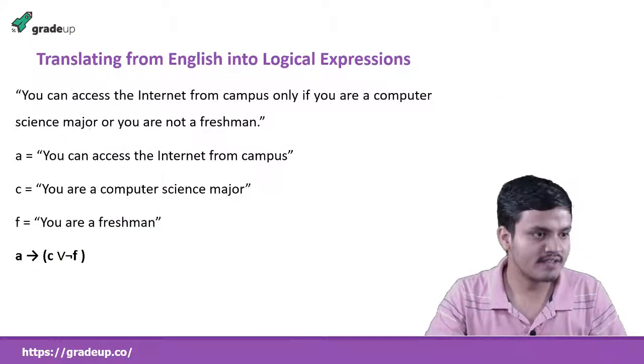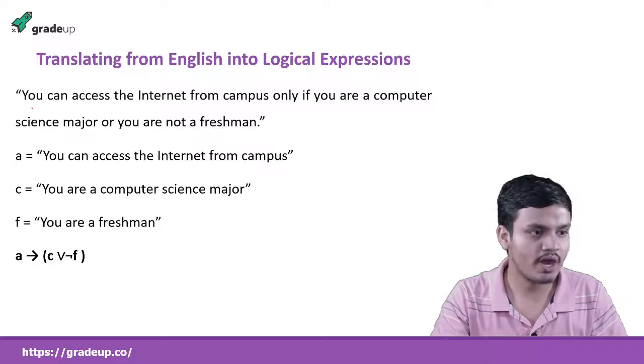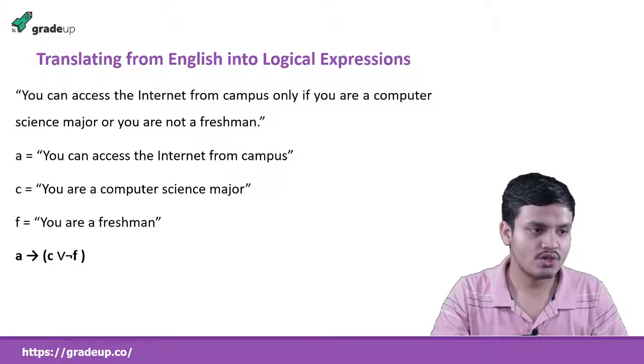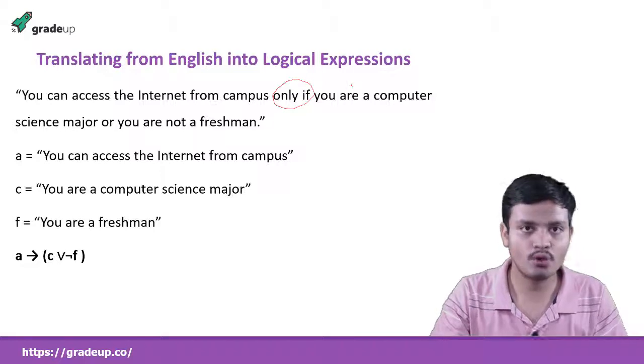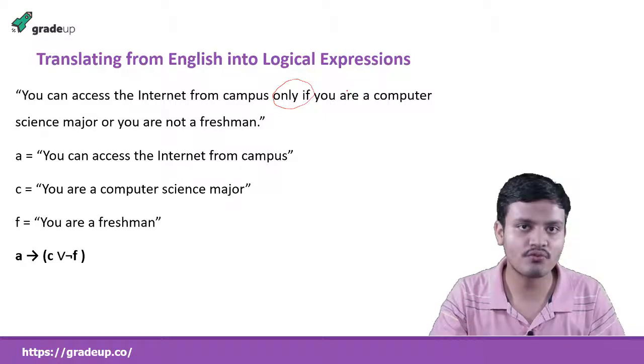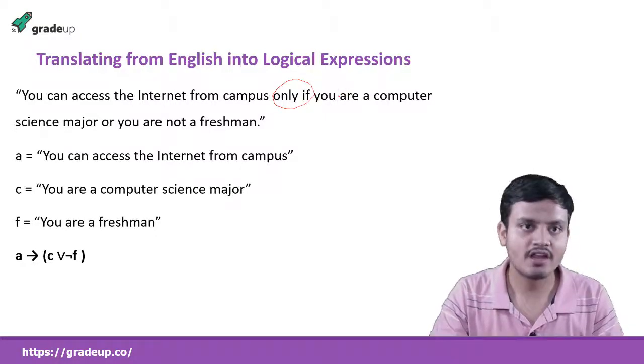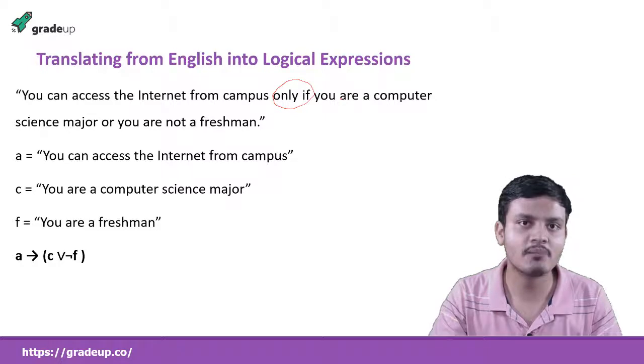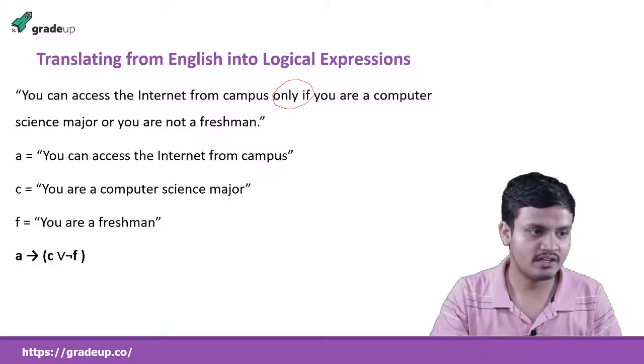So see this sentence. First sentence: you can access the internet from campus only if you are a computer science major or you are not a freshman. In this statement, "only if" is very important, because I earlier told you that there are various forms to represent the implication, and "only if" is also one of the forms. I told you many forms of implications, so just remember all those forms, don't forget them, they are very important and they will come again and again.